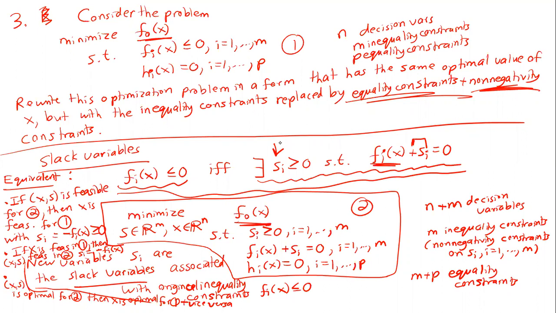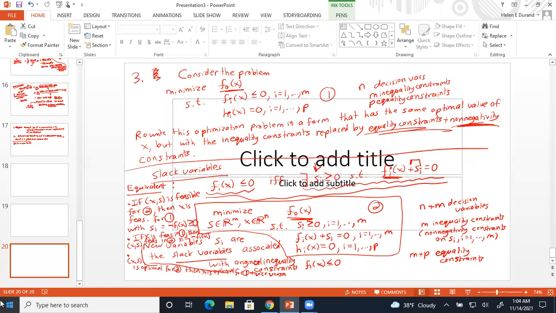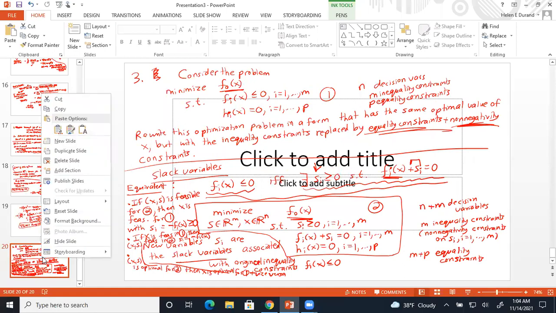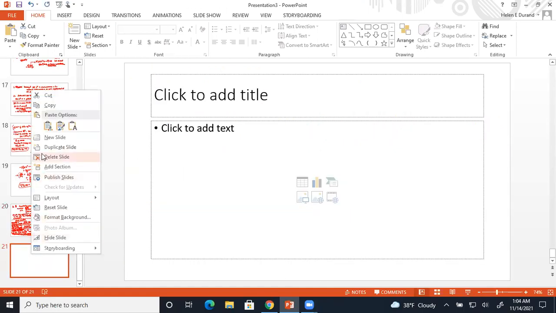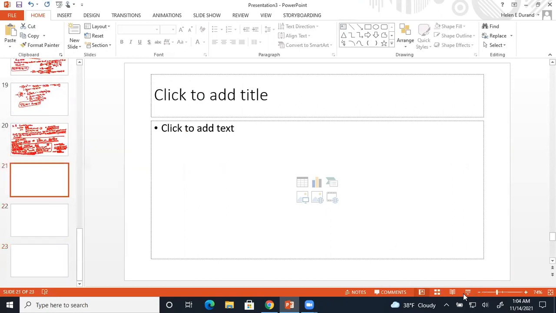So that's a case of rewriting an optimization problem, transforming it from one way to another, where you're able to have some equivalence between the problems in terms of getting the same optimal values of your decision variables, or the same solution to your optimization problem. And so now we just have a few more points to make in our example.